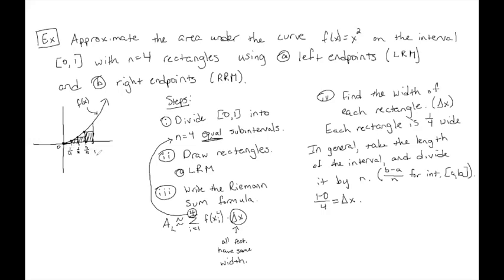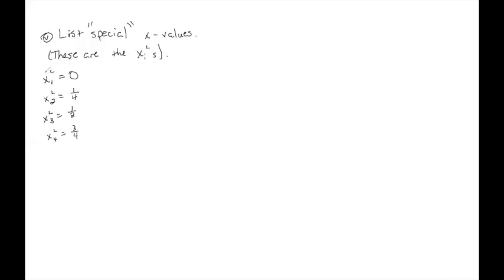Of course, we don't count 1 because, first of all, we only want 4 rectangles. And second of all, 1 is not a left endpoint. We'll deal with 1 when we deal with right endpoints, but for right now, we're doing the left side. So we only have these 4 values. Great.